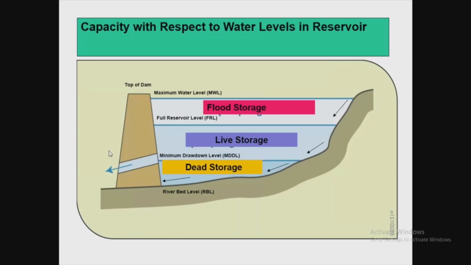So these are the levels. For the students, I have shown that this is the minimum drawdown level. This is the full reservoir level. This is the maximum water level. Why are we keeping it? This is known as the full pond level. That full reservoir level is there. The reservoir is full, but what happens?